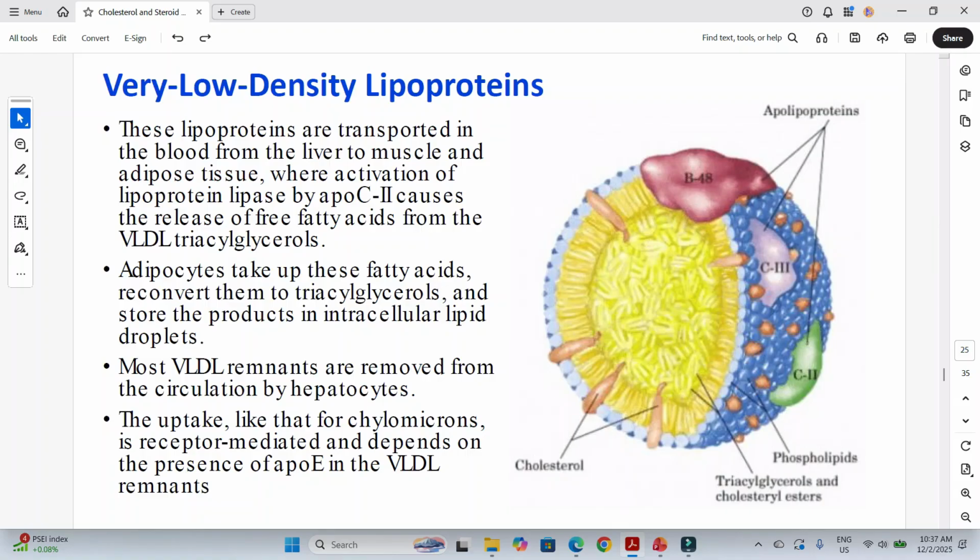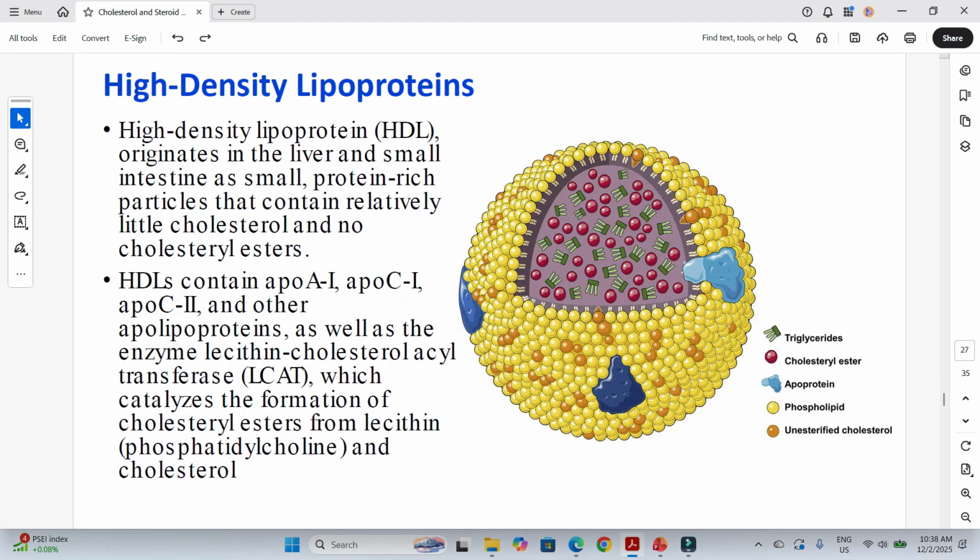Most VLDL remnants, in other words, those which have lost their triacylglycerol, are removed from the circulation by hepatocytes, again by the liver, right? Now, the uptake, like that for chylomicrons, is receptor mediated and depends on the presence of ApoE in the VLDL remnants. Okay, so again, the ApoE is important for being recognized by the target tissues, or the tissues of ultimate destination.